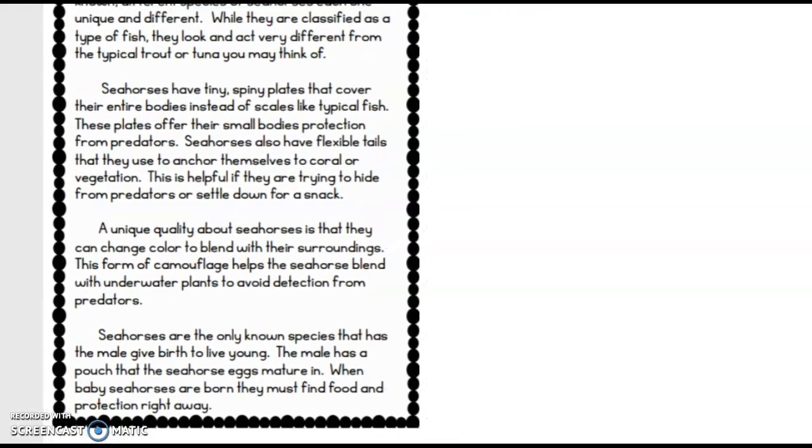A unique quality about seahorses is that they can change colors to blend with their surroundings. This form of camouflage helps seahorses blend with underwater plants to avoid detection by predators. Seahorses are also known as the species where the male gives birth to the young. The male has a pouch in which the seahorse's eggs mature. When baby seahorses are born, they must find food and protection right away.